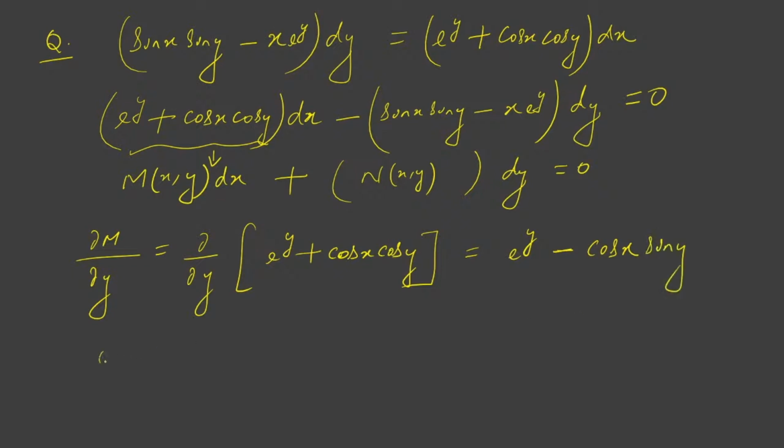Okay, similarly, you can write here, what is del n by del x? So del n by del x is, again, you can put a positive symbol here, a negative symbol here, and a positive symbol here. You can just shuffle it, right? So again you have to differentiate this term with respect to x, and you can write like this: again you will find e to the power y minus sin y cos x.